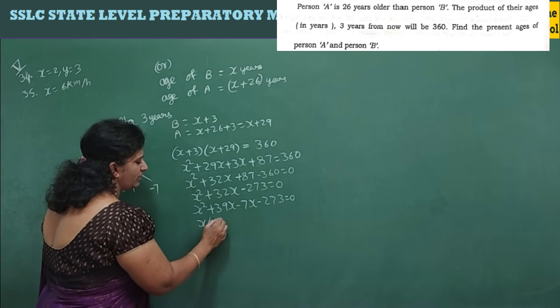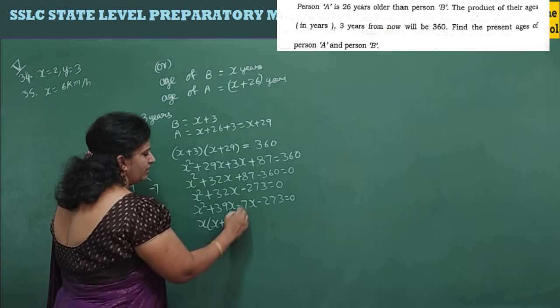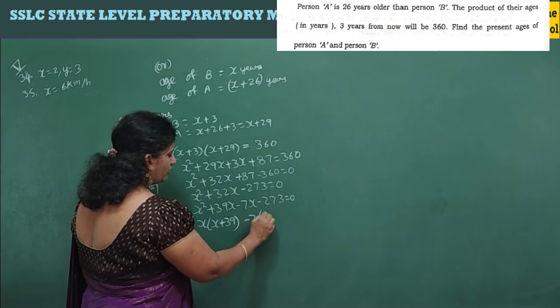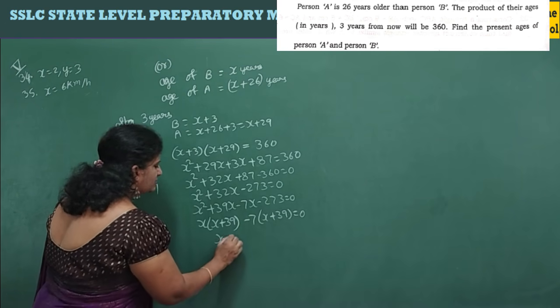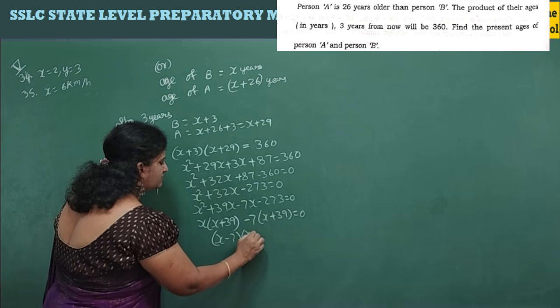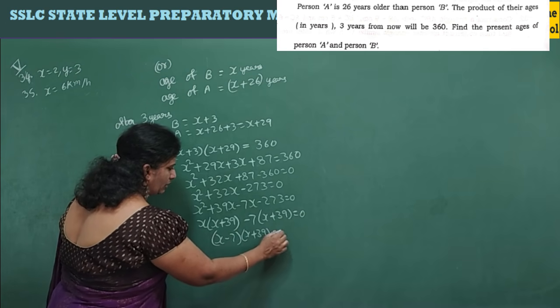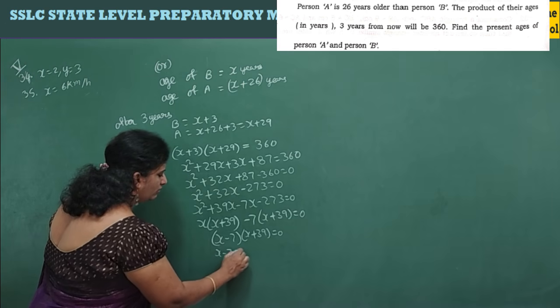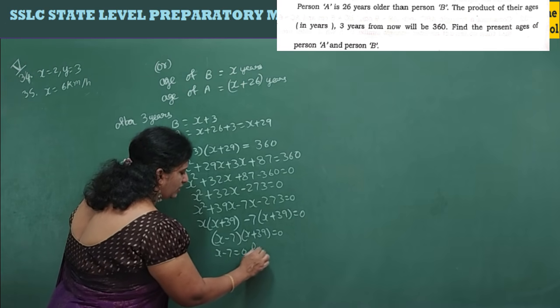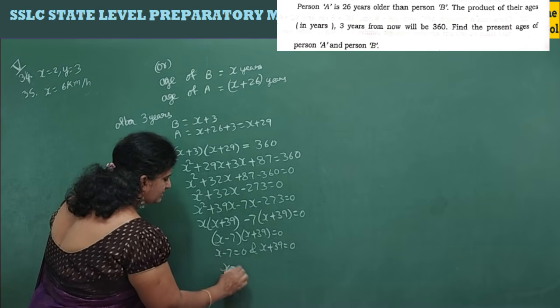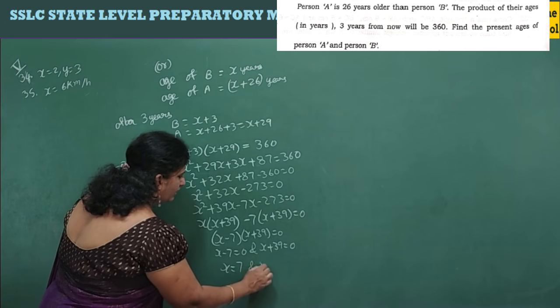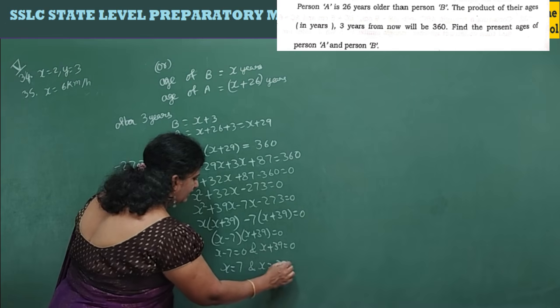Take out x common, x plus 39, and in these two take out minus 7 common, x plus 39 equal to 0. x minus 7 into x plus 39 equal to 0. Equate to 0. x minus 7 equal to 0 and x plus 39 equal to 0. That is x is equal to 7 or x is equal to minus 39.